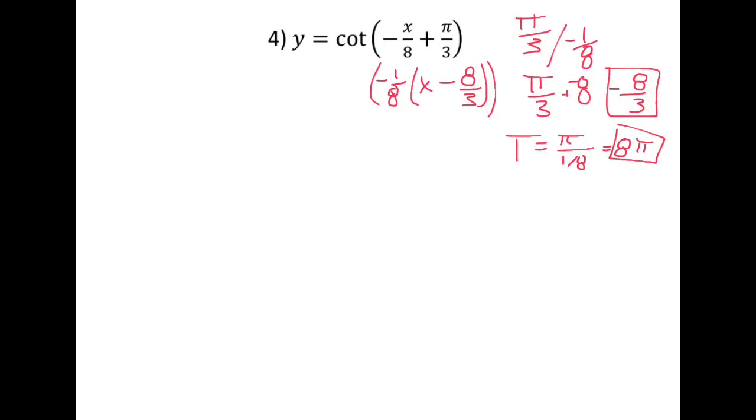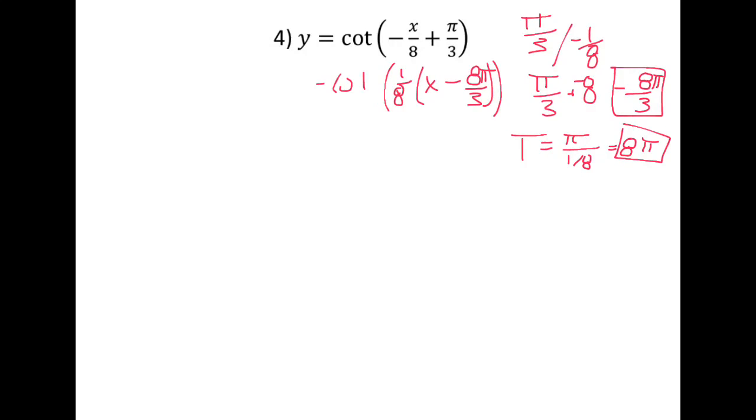Okay, well, what more can we do? Notice I forgot my pi. That should be negative 8 pi over 3, and that should be negative 8 pi over 3 for that phase shift there. Okay, well, what else do I know? I have that negative in my cotangent function. Well, cotangent and tangent are both odd functions, which means that we can pull the negative out front. So I can rewrite this as negative cotan of 1/8 times x minus 8 pi over 3.